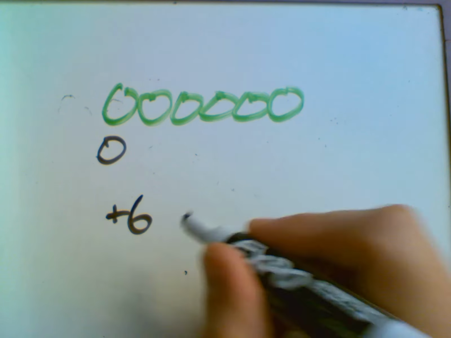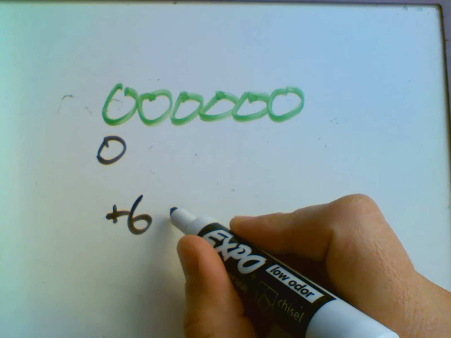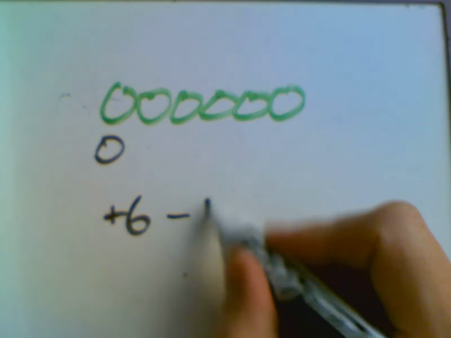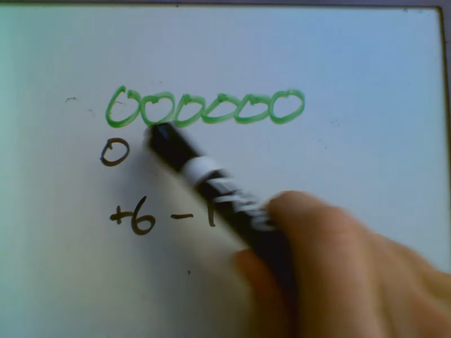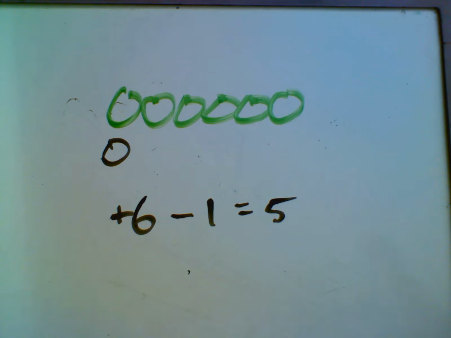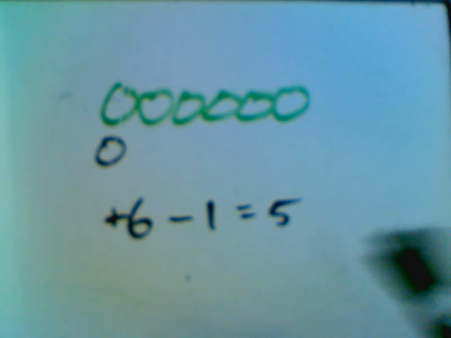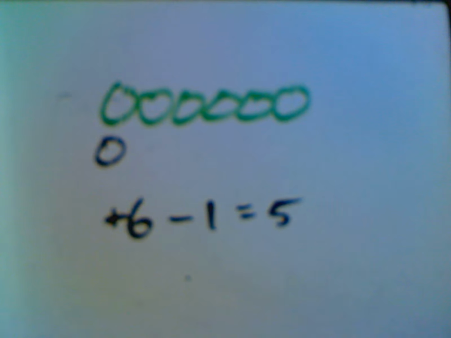So we have +6, and that is -1 equals 5. And as you can see, correct, 1, 2, 3, 4, 5 positive, and these have canceled out. So the answer is indeed 5.